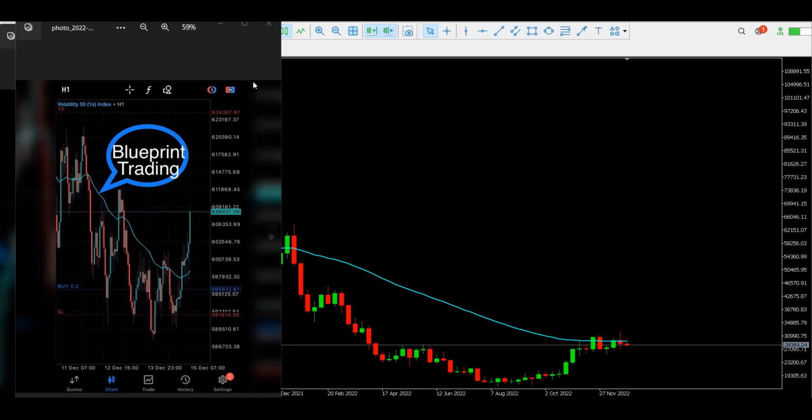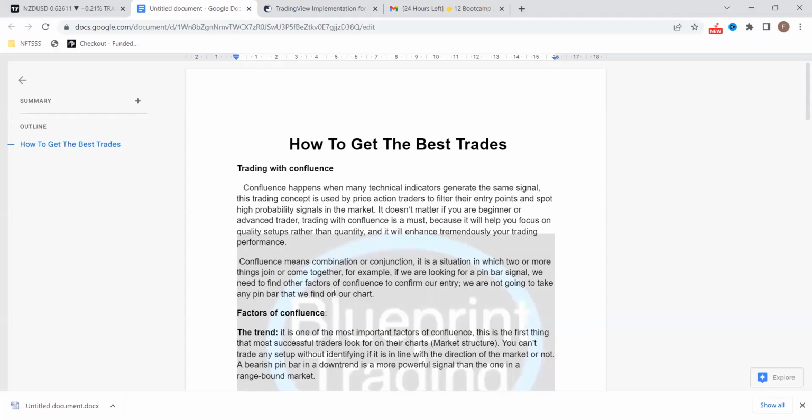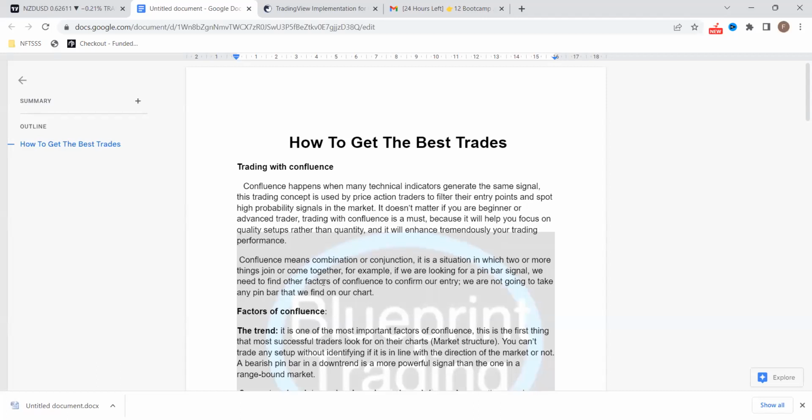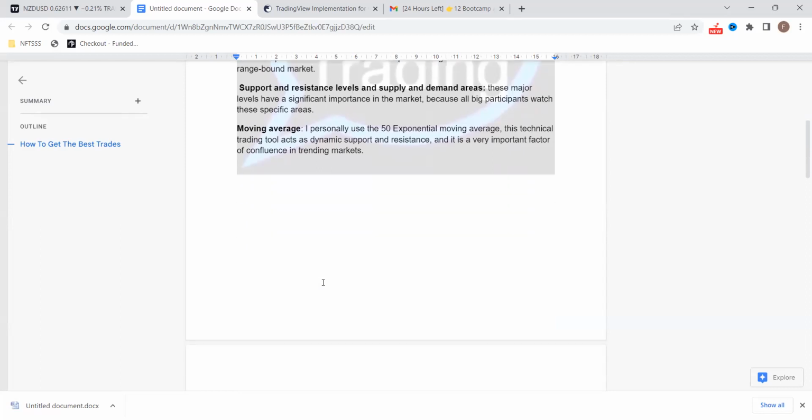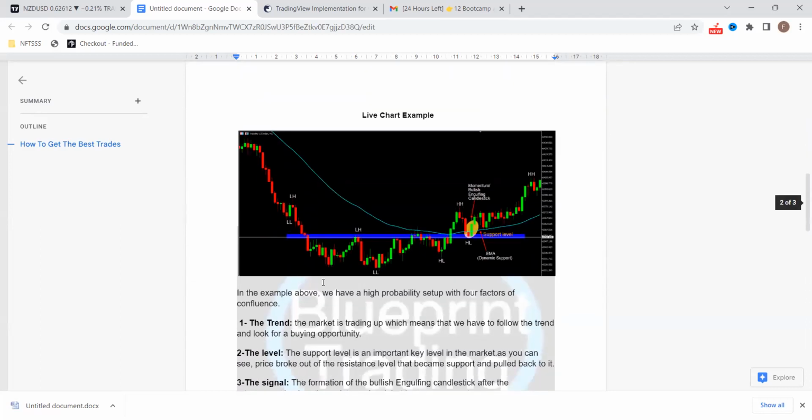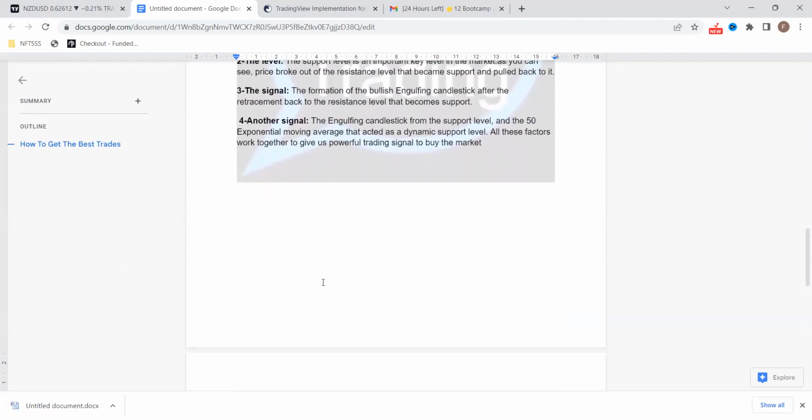Here I have made a small document explaining this concept right here with a live chart example and breakdown to shed more light on this.